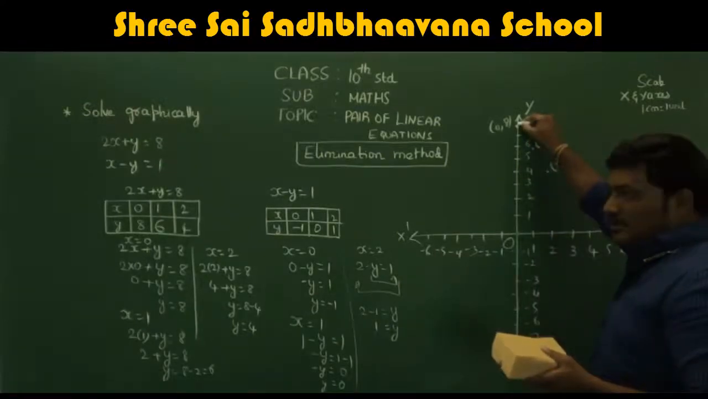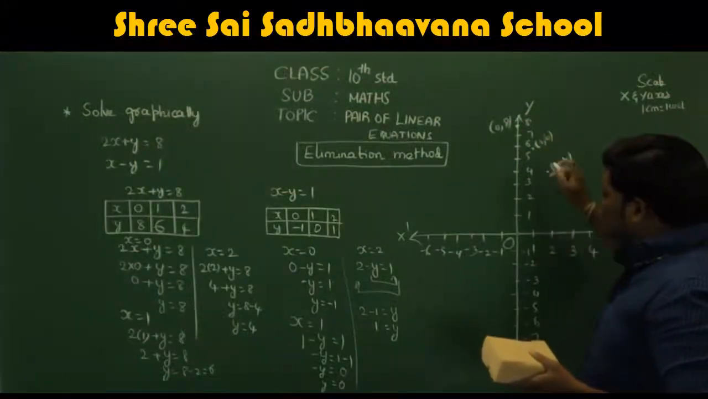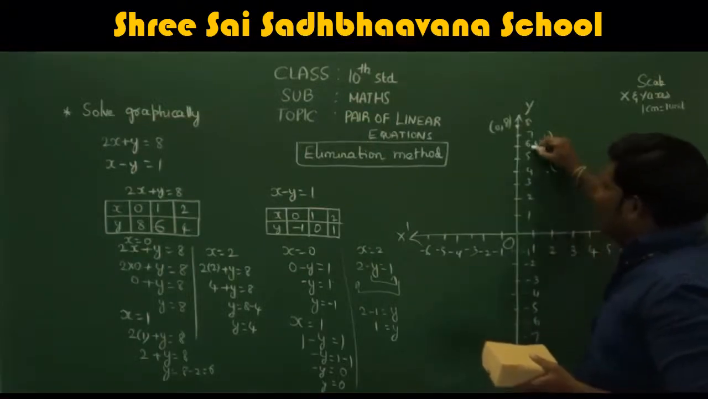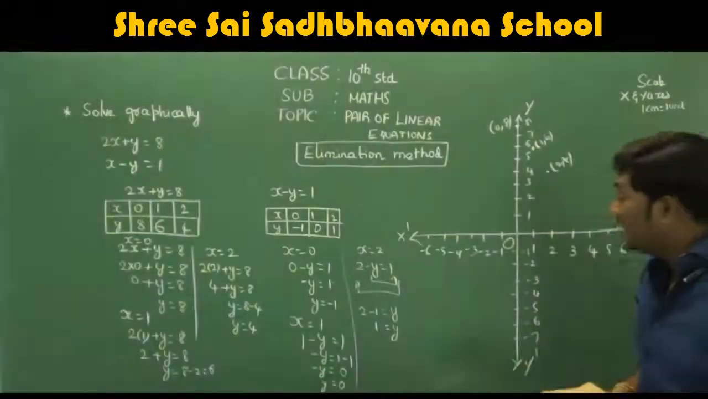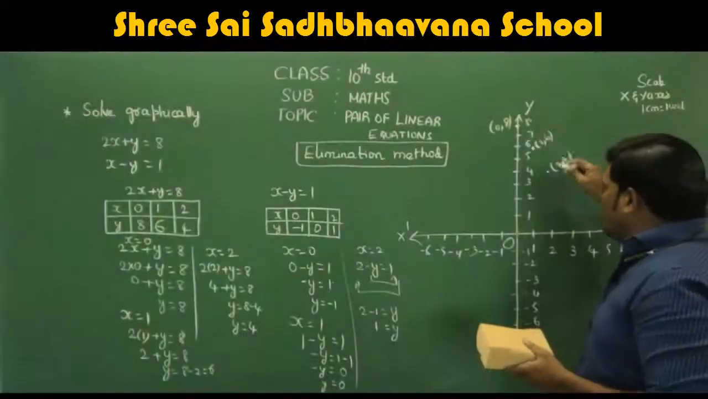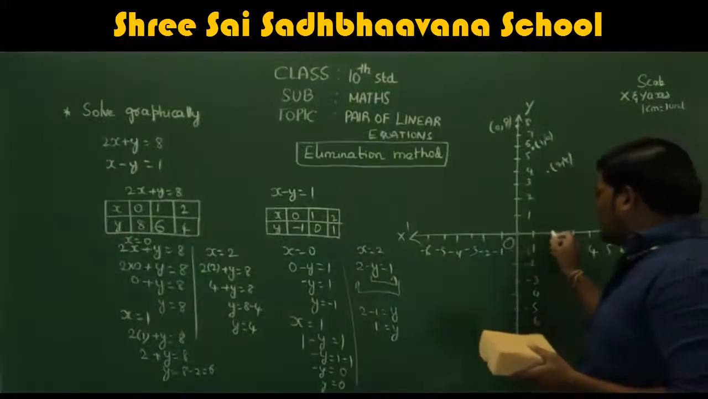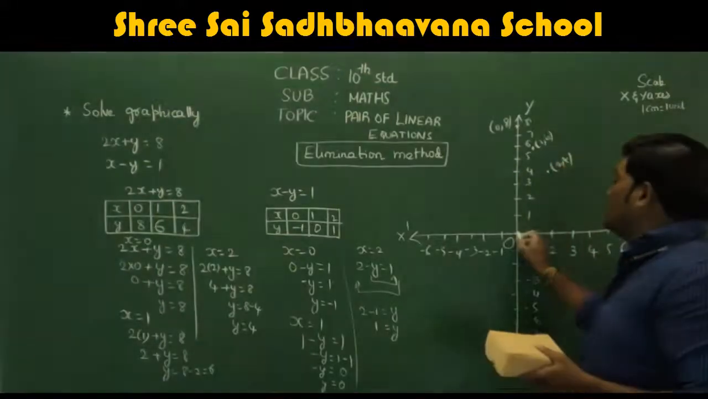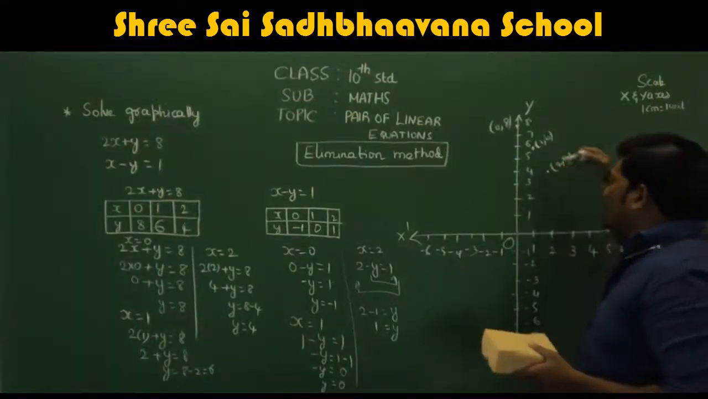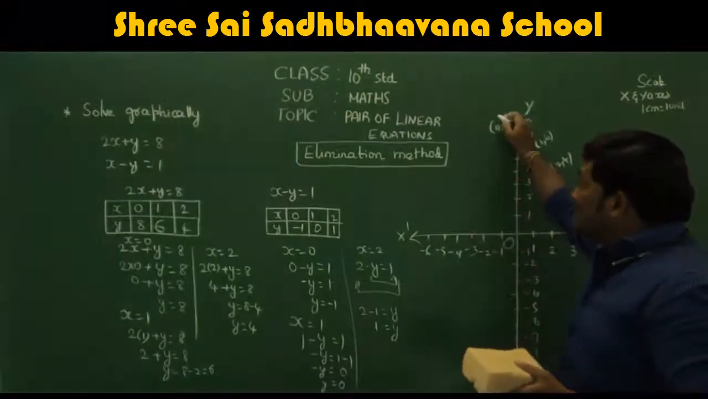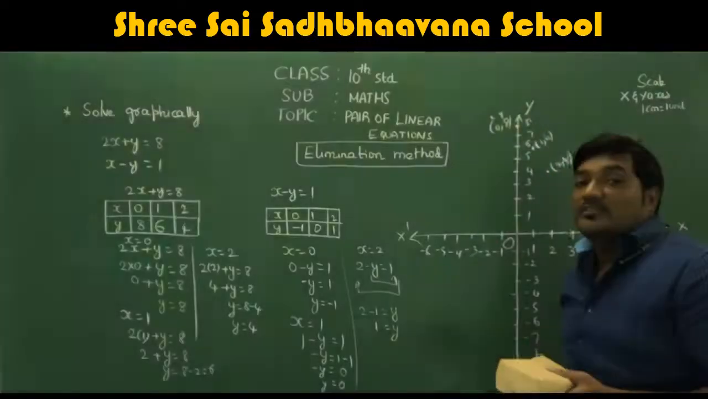0, 8 comes on the y-axis. 1, 6: 1 unit from the y-axis and 6 units from the x-axis. In 9th standard, you might have learned how to plot a point. So 2, 4: 2 units from the y-axis and 4 units from the x-axis. Usually, guys, the first number represents the x value and the next represents the y value.